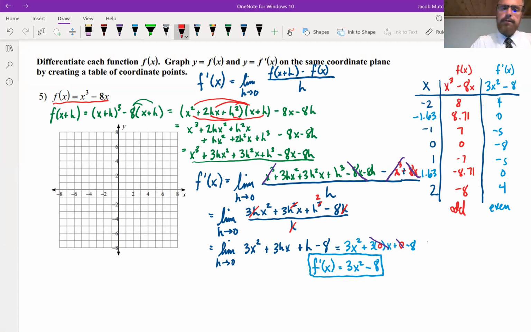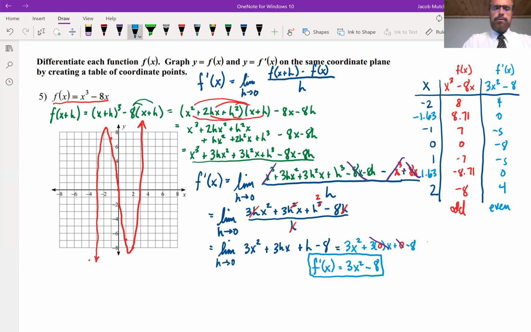Let's graph those. So the red function here at negative 2 has the value of 8. It does go slightly off my graph here. That's okay. So I'll just estimate this is about 8.71. At negative 1, it's got the value of 7. At 0, it's 0. Negative 1, negative 7. Negative 1.63, negative 8.71. Negative 2, negative 8. So that allows me to graph this cubic function. And there's our rough sketch of that original f of x.